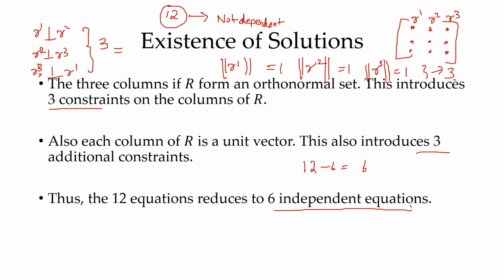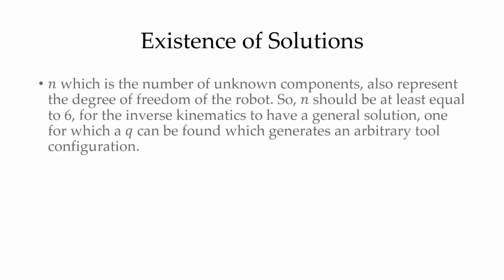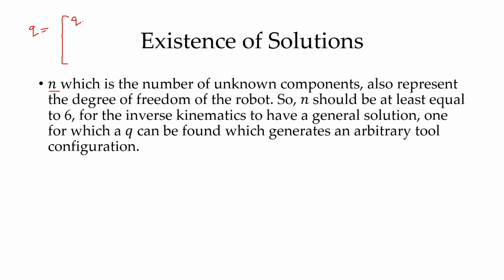So at the end of the day, we are left with 6 independent equations and n degrees of freedom in unknown components. Now, what does n indicate? n indicates the number of components of the joint variables. So the joint variable vector will contain n parameters, q1, q2, q3, and so on.